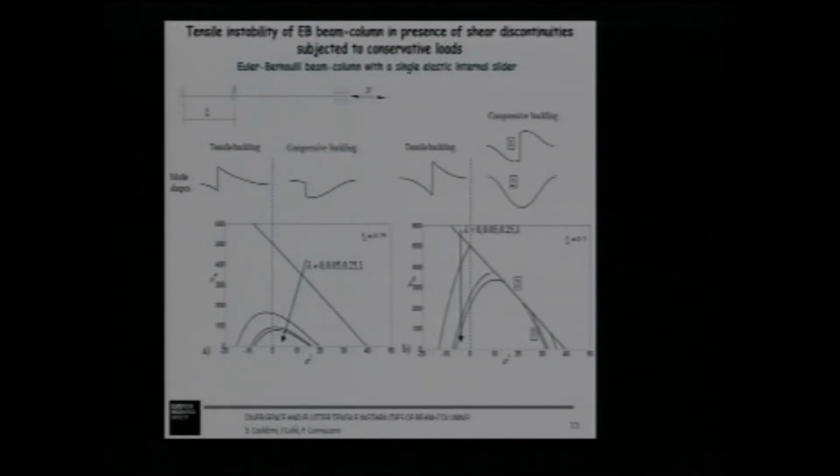And we can also see that there is a crossing in the frequency curves. So when the curves share a range with the uniform Euler-Bernoulli beam column, it means that the mode shape is the global one and not the slider one.